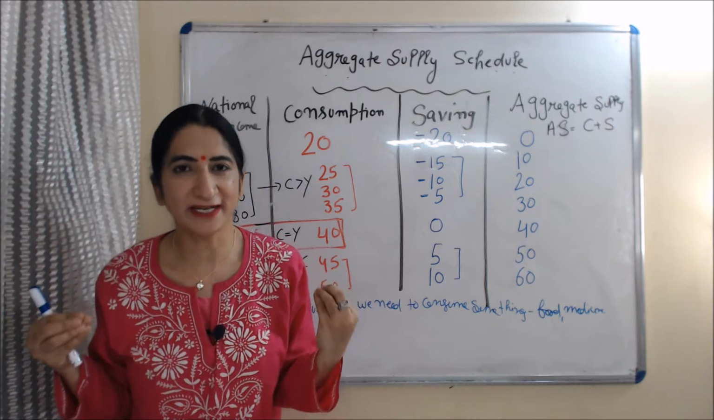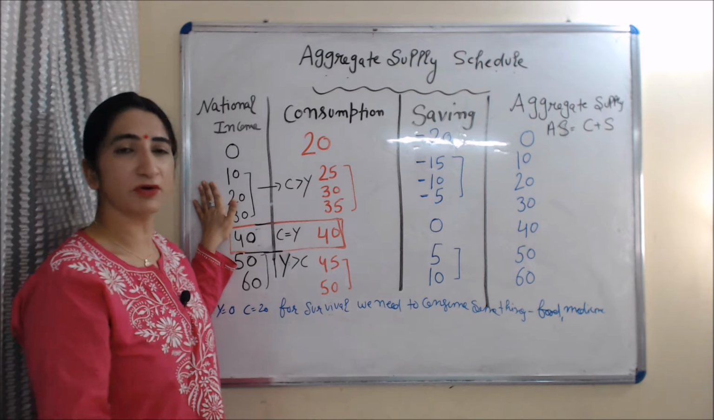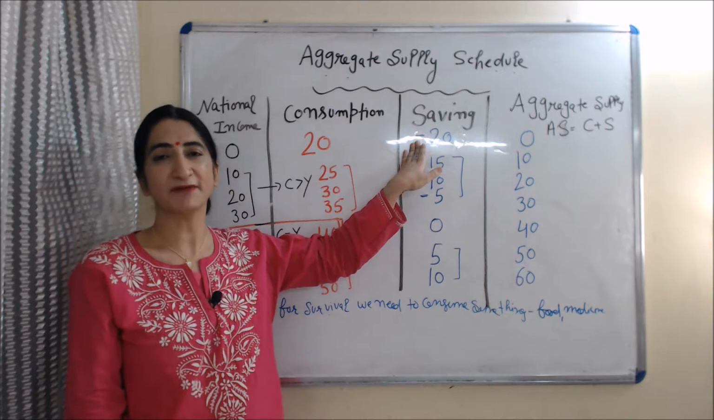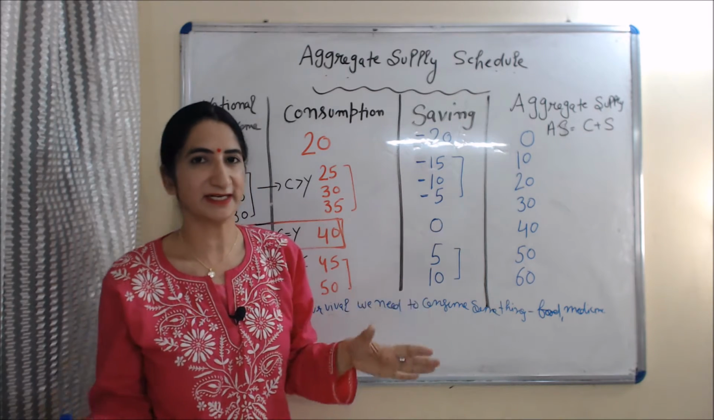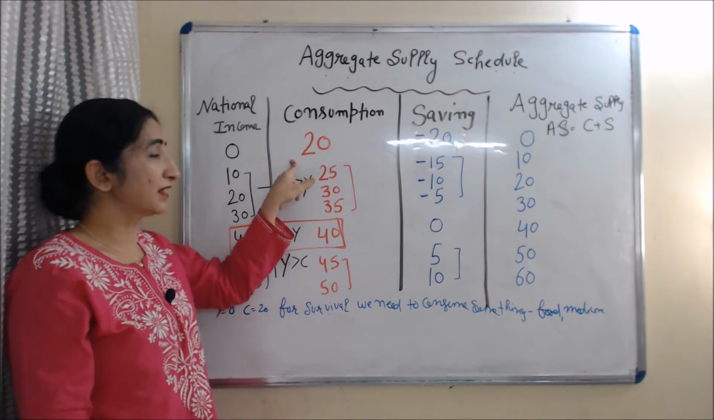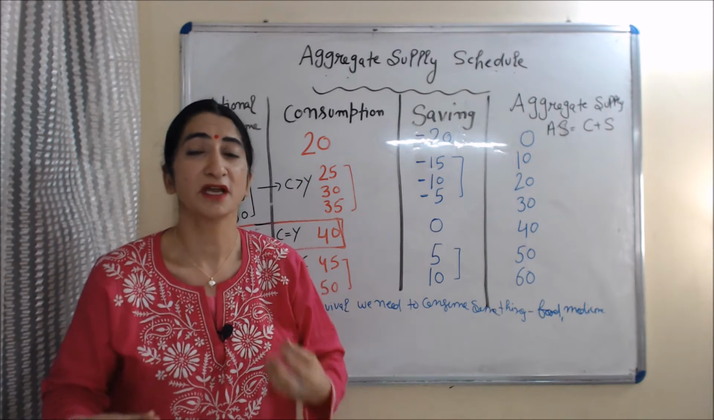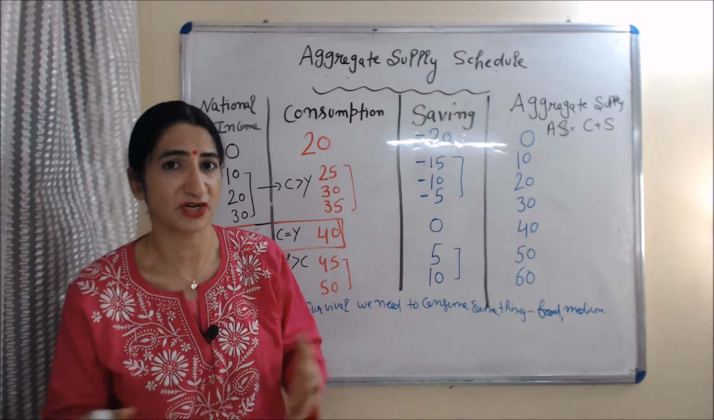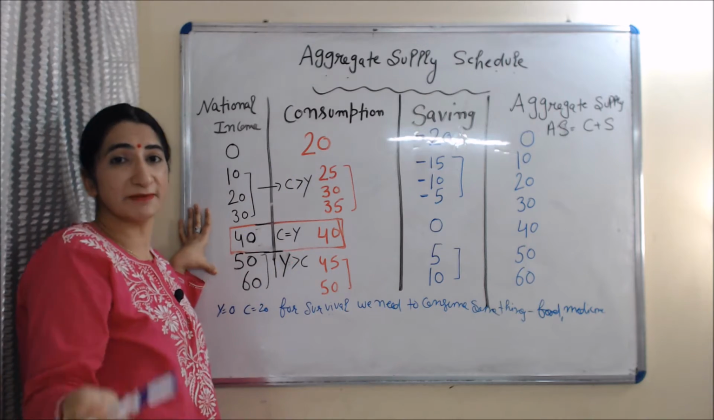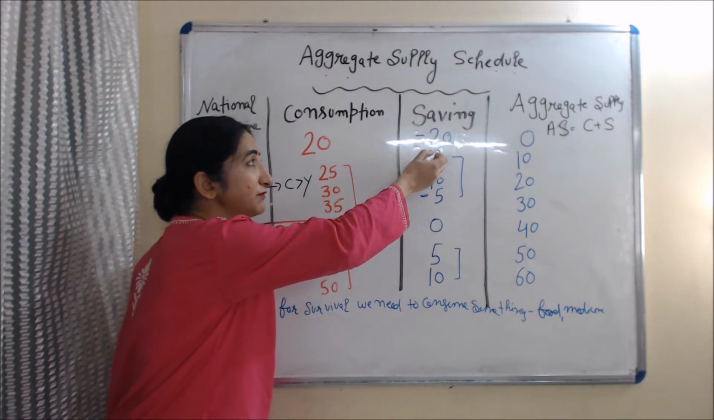Now we will talk about the aggregate supply schedule. Here we have four columns. In the first column we have national income, in the second consumption, in the third saving, and in the last column aggregate supply. Initially, our income is 0 but our consumption is 20, because for survival we need to consume something. We have to buy food, medicines, etc. And if our income is 0, where did this 20 rupees come from? It came from our past saving. That's why we minus 20 from our saving.